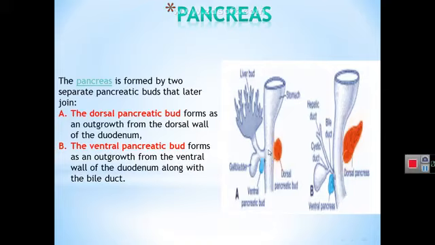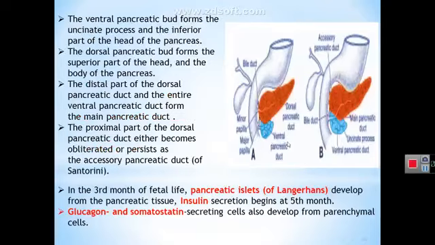When the duodenum rotates to the right and becomes C-shaped, the ventral pancreatic bud moves dorsally. Finally, the ventral bud comes to lie immediately below and behind the dorsal bud. Later, the parenchyma and the duct system of the dorsal and ventral pancreatic buds fuse.